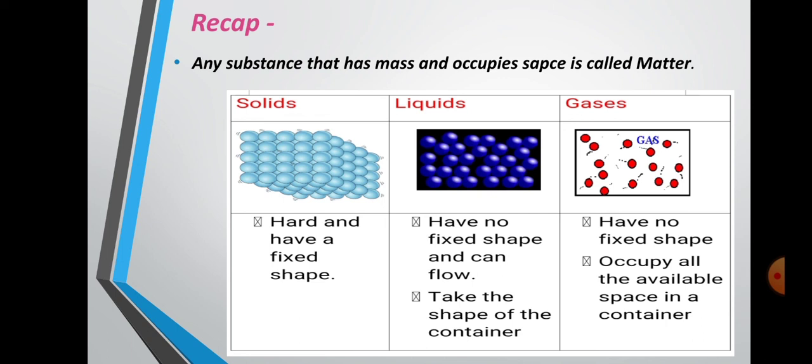They take the shape of the container they are poured into. Gases too have no fixed shape. Unlike liquids, they occupy all the available space in a container.